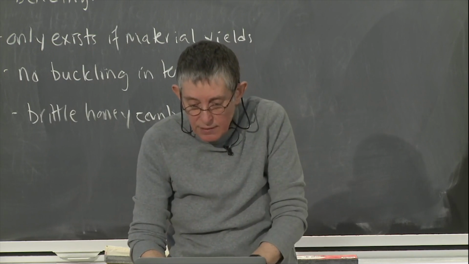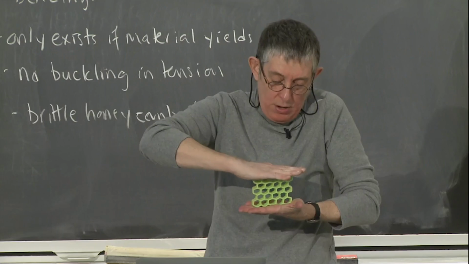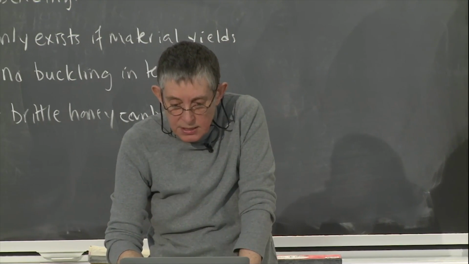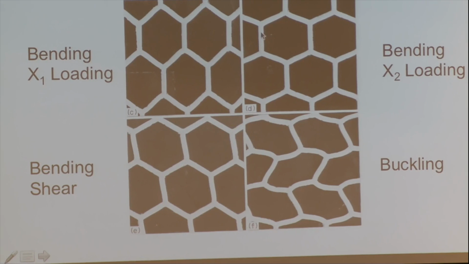And then similarly, if I load it that way on, that's the x2 direction. Now the vertical walls are just going to compress a little, but the inclined walls are still going to bend a little bit. And I've got some schematics that's going to show that a little bit better.